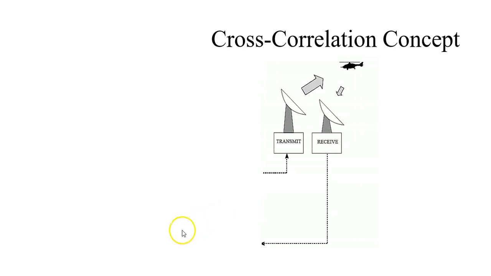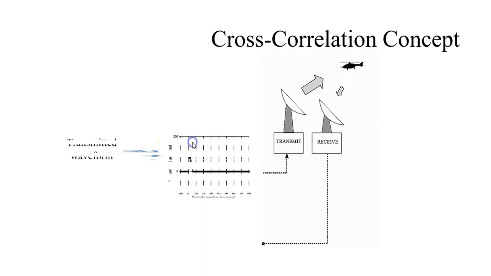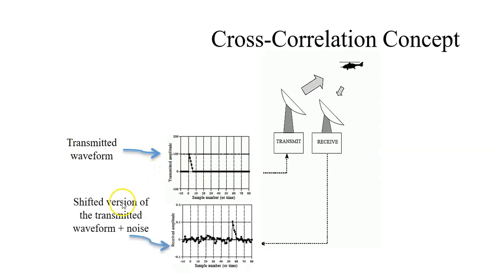Cross correlation concepts mean that we have to transmit and receive two signals, and these signals can be compared between each other to show the similarity between them using the cross correlation concept. This is the transmitted wave. As you see, it is a good clear waveform, and this is the shifted version of the transmitted waveform plus noise. After receiving, the waveform is shifted to the right and distorted by noise. So I want to know the similarity between these two signals.